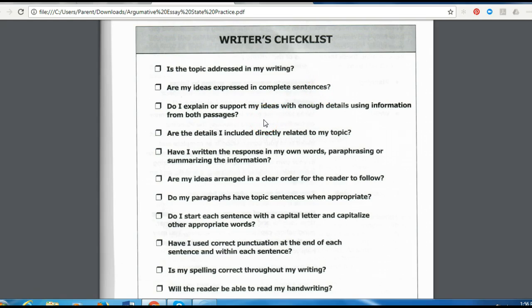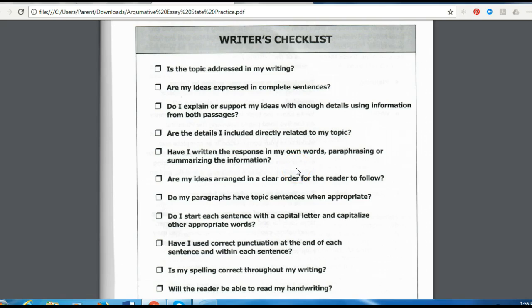Do I explain or support my ideas with enough information using information from both texts? You're going to have two examples of writing that you're going to be using to get your details and to help support your ideas. We're going to go through that in a little bit more detail later. Are the details I included directly related to my topic? This is important, guys. Do not get yourself off topic where you find that you've written an entire page and you started out talking about zoo animals and now you're talking about your pets at home. Make sure you stay on topic.